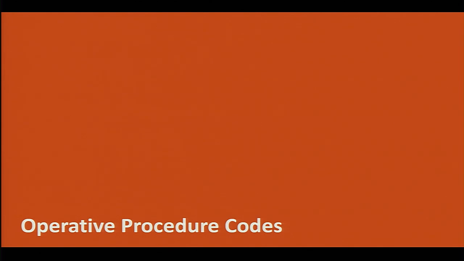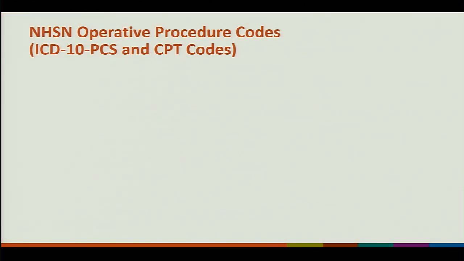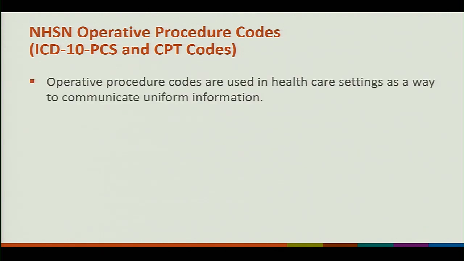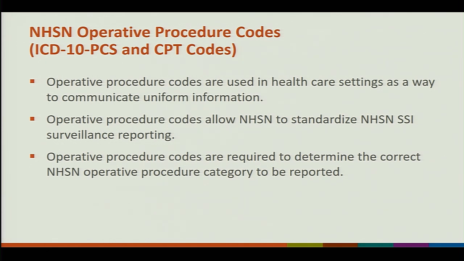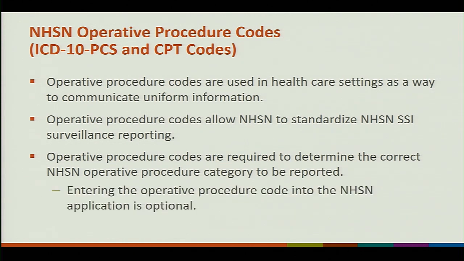So, operative procedure codes. NHSN uses the ICD-10 PCS and CPT operative procedure coding systems. Operative procedure codes are used in healthcare settings as a way to communicate uniform information. Operative procedure codes allow NHSN to standardize NHSN SSI surveillance reporting and are required to determine the correct NHSN operative procedure category to be reported, although entering the operative procedure code into the NHSN application is optional.